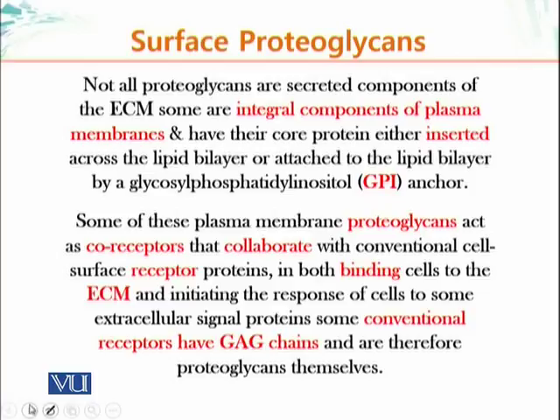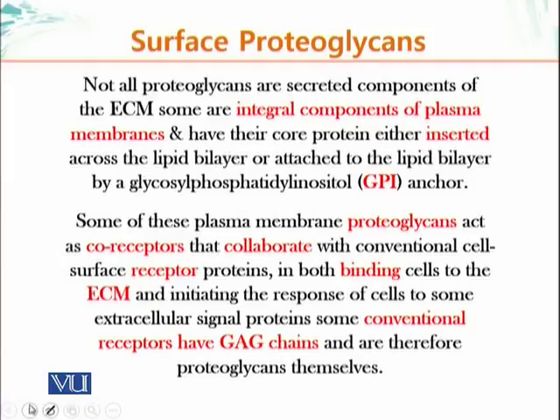Some of these plasma membrane proteoglycans act as co-receptors that collaborate with conventional cell surface receptors. Or actually, in many cases, cell surface receptors can themselves have these GAG chains attached to them, making them proteoglycans themselves.